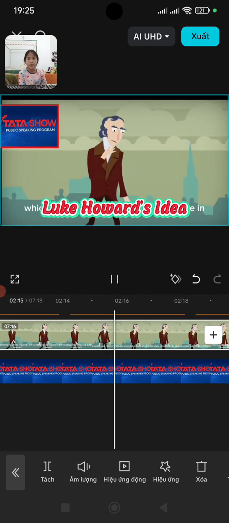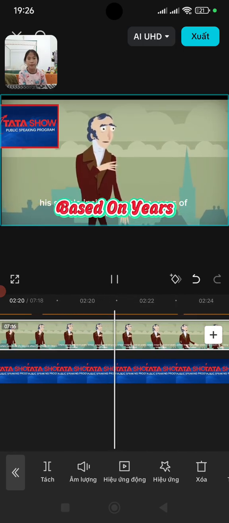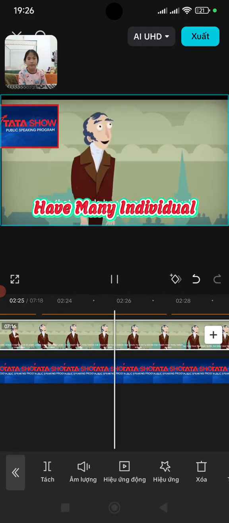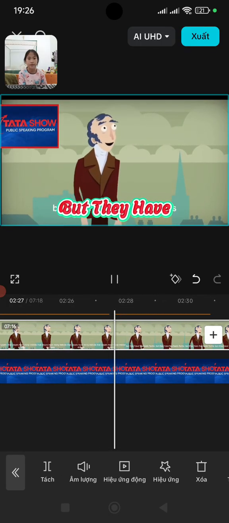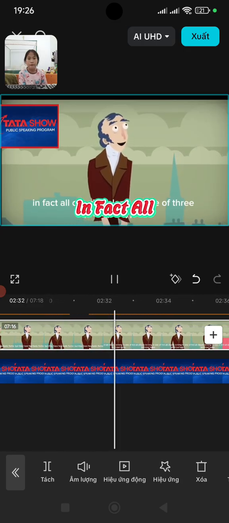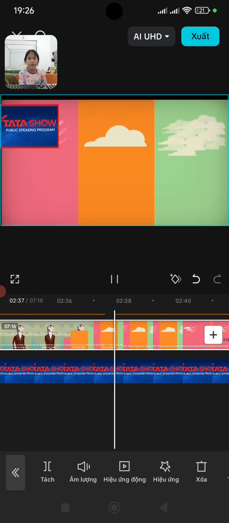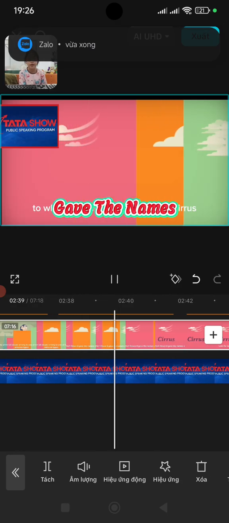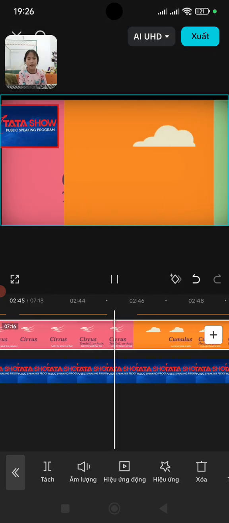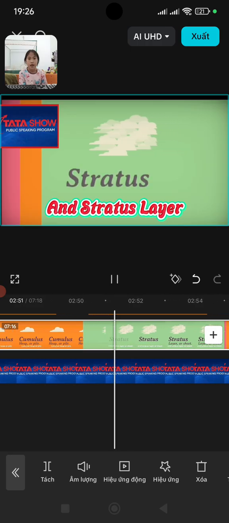His simple insight, based on years of observation, was that clouds have many individual shapes, but they have few basic forms. In fact, all clouds belong to one of three principal types, to which Howard gave the names cirrus, Latin for tendril or hair, cumulus, heap or pile, and stratus, layer or sheet. But that wasn't the clever part.